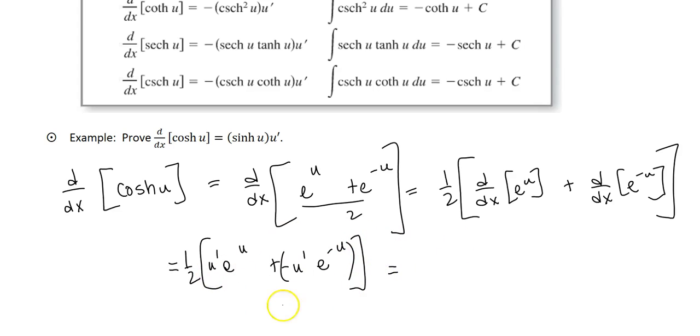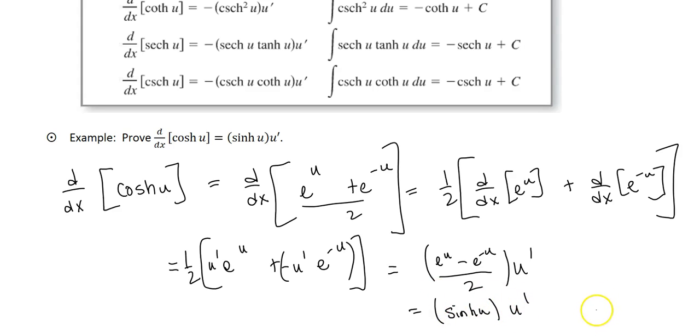So doing a little bit of algebra here, you can see that you do have a u prime on both of these. So I'm going to factor that out. And that would leave me with e to the u minus e to the negative u, and then I'm going to divide that by 2. And this portion right here is the hyperbolic sine of u. So we do get the hyperbolic sine of u times u prime. So that would be where that comes from.